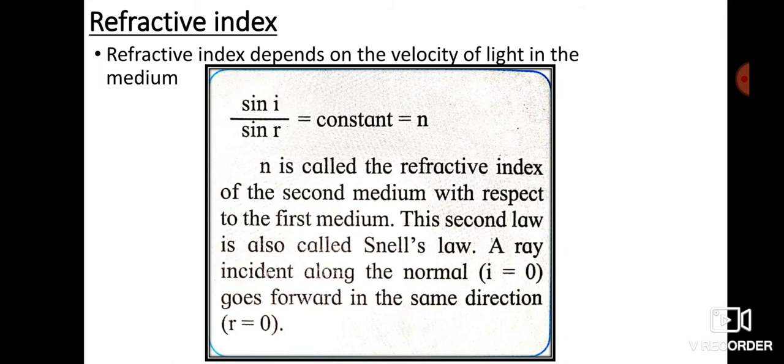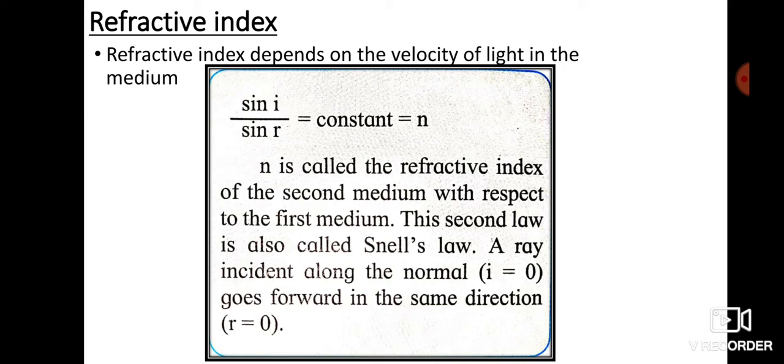Okay, so let us look at what is there in this box. Sin i upon sin r is always a constant which is called mu. Now this is called the refractive index of the second medium with respect to the first medium. This second law is also called Snell's law. The second law of refraction is also called Snell's law.